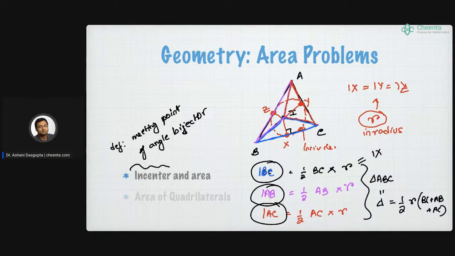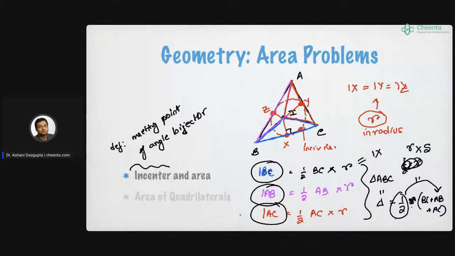So now there is a way to write this in a condensed form. You can write it as half times R times (BC plus AB plus AC). BC plus AB plus AC is the perimeter, and half of that is sometimes known as the semi-perimeter. So it is R times the semi-perimeter S.